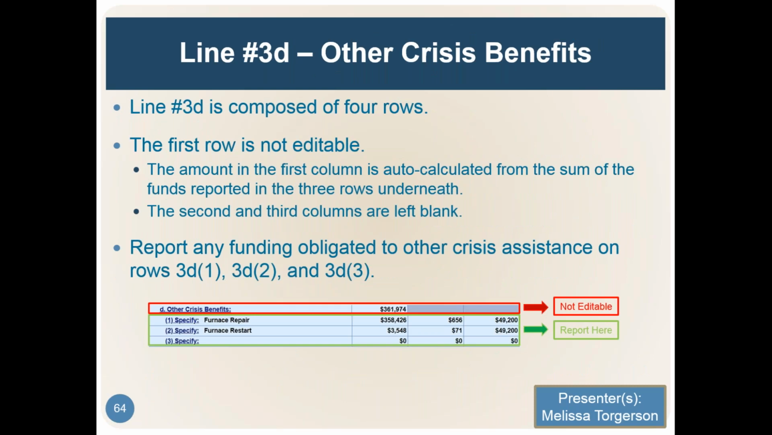So line D is composed of 4 rows. So this is where we get into other crisis benefits, and many of you have these. So it's important to be thinking about this. The first row is not editable, so it's going to be auto-calculated based on lines 1, 2, and 3, as you can see in this slide. This is funding obligated to other crisis assistance, and in this example, you see furnace repair and furnace restart delineated. Some people may not have that. I think there are some examples on the next slide.